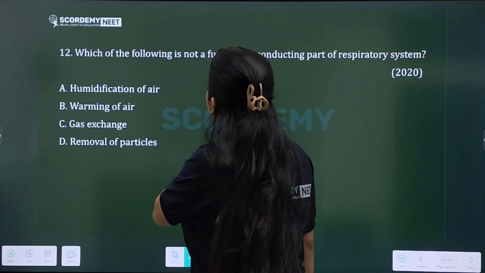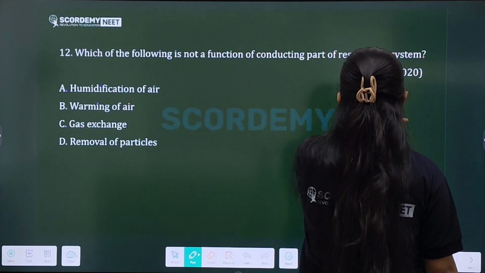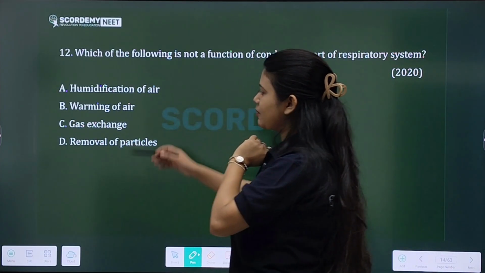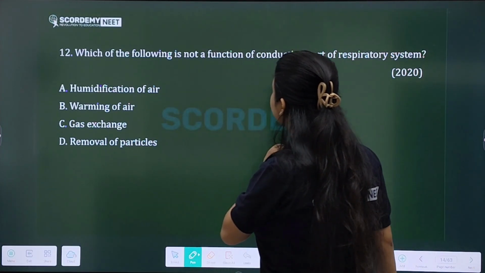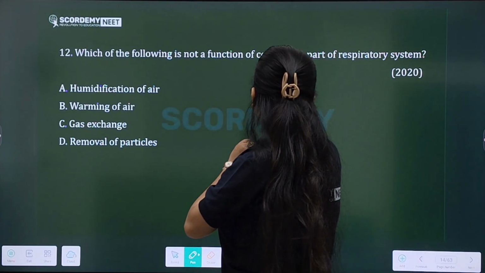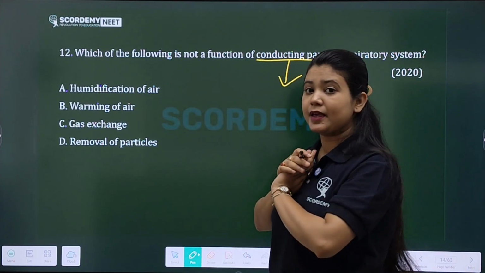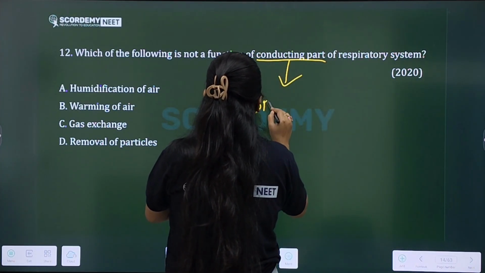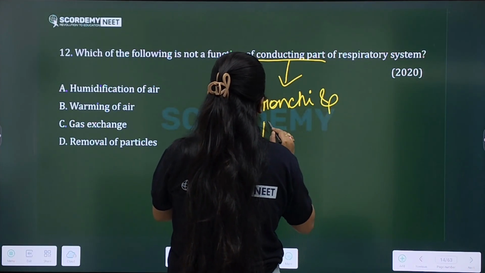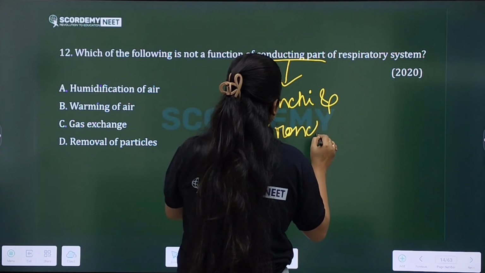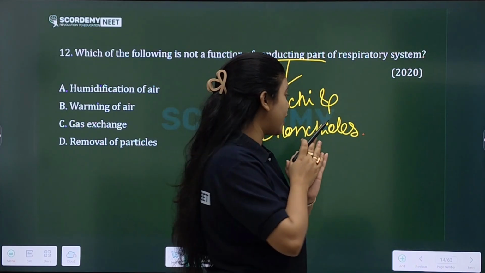Which of the following is not a function of the conducting part of the respiratory system? You have to choose which option is not a function of your conducting part. The conducting part of the respiratory system is your bronchi and your bronchioles.